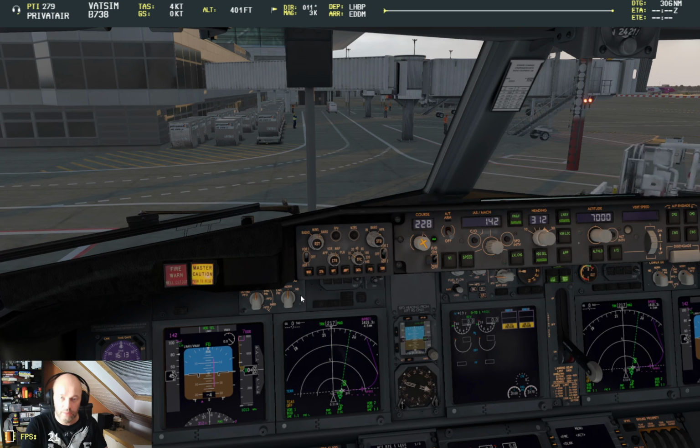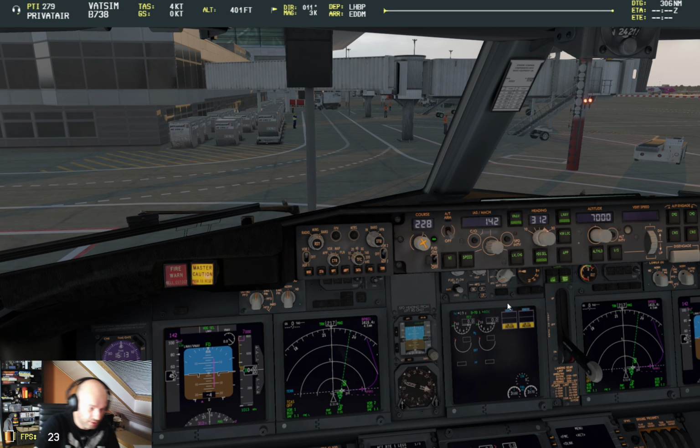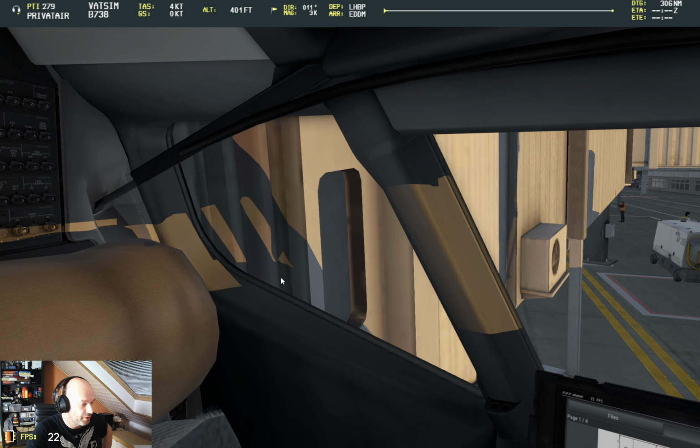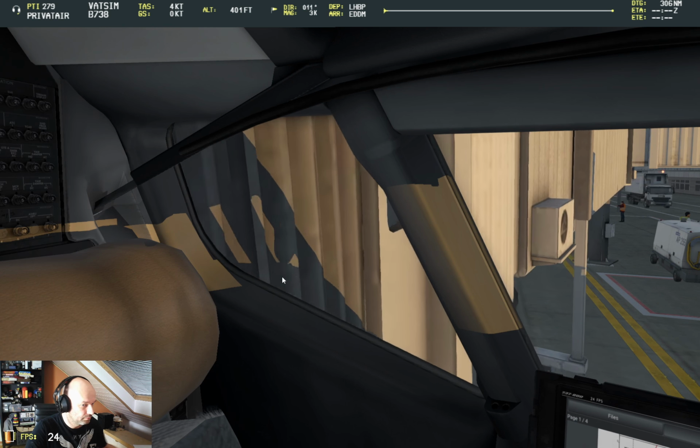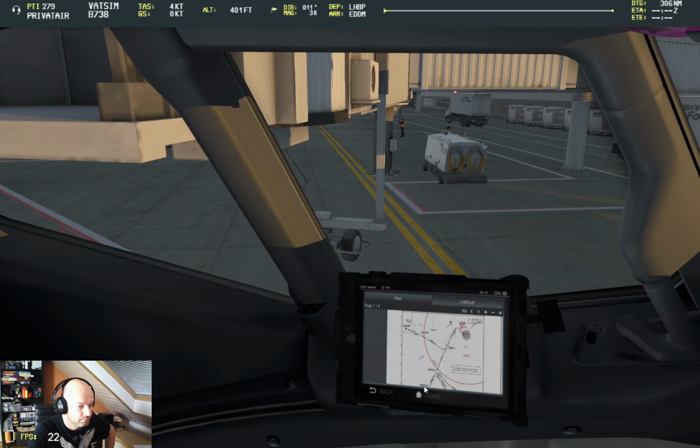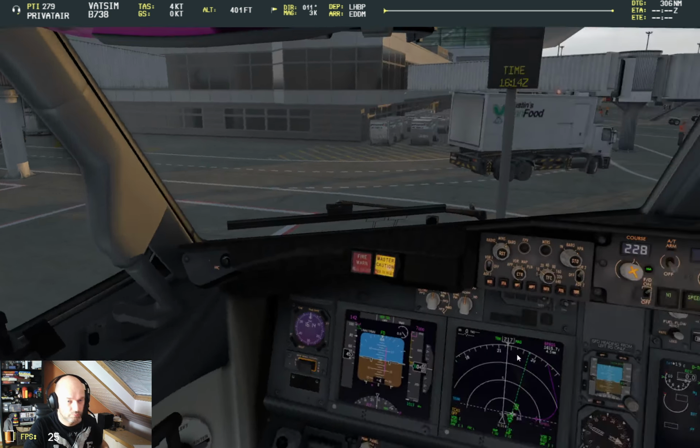Good, then Daniel, let's do the pushback. I'll call him right away. Oh yes, here, Auto Brake can go to RTO. And I remove the aero bridge. There we go. Bye bye. Flight attendants prepare for departure, cross check and all call.